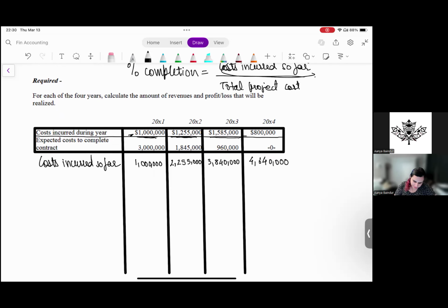Next, we need to know what the total project cost is. You'll realize that the total project cost will be whatever we expect, this figure, expected cost till we complete the contract, added to the cost incurred so far. So that would be the total project cost, right? It would be any cost we've incurred so far, and to that you add any cost that you expect until the project's complete. For the first one, it's 3 million plus 1 million, which gives you 4 million.